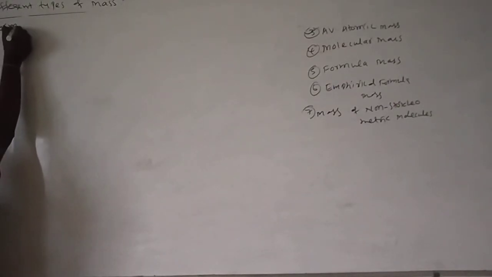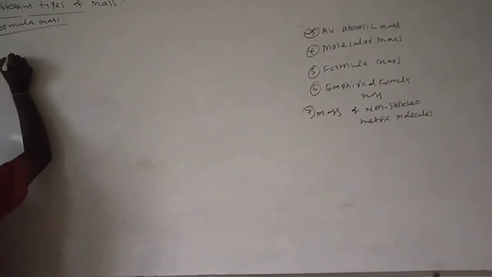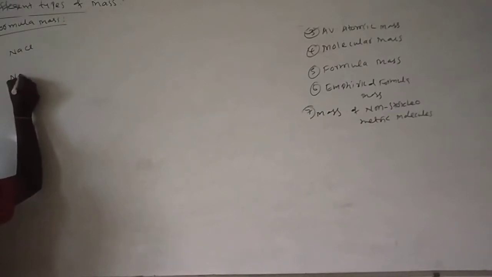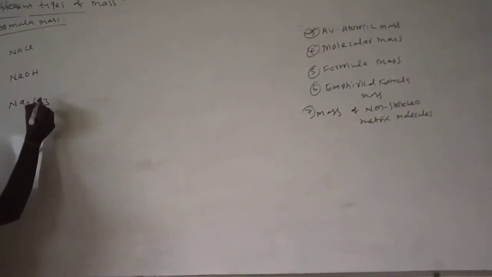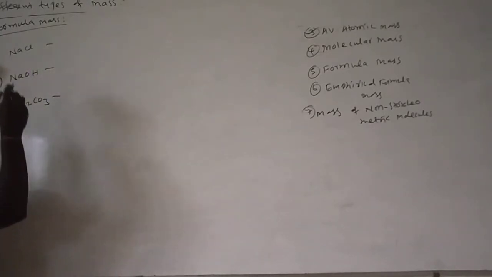Okay, in continuation, formula mass. The mass of sodium chloride is NaCl, the mass of sodium hydroxide is NaOH, the mass of sodium carbonate is Na2CO3. The formula of sodium chloride is NaCl. The formula of sodium hydroxide is NaOH. The formula of sodium carbonate is Na2CO3.